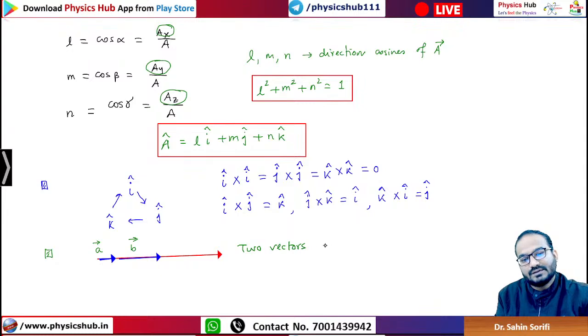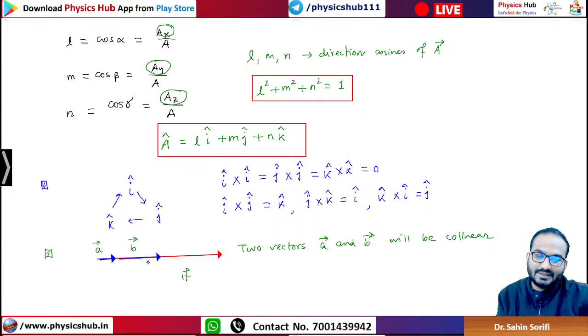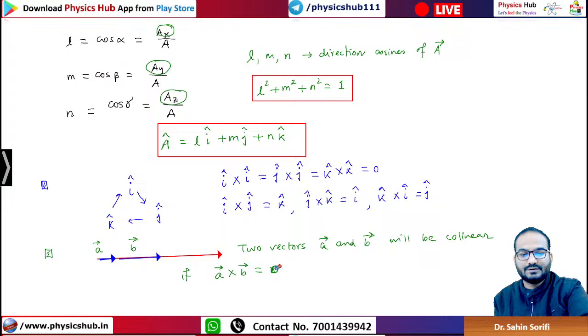So two vectors A and B will be collinear if you see A and B are along the same direction, so the angle between them will be 0 degree or pi. So two vectors A and B will be collinear if the cross product A cross B should be 0, since sine 0 is 0. So sometimes questions may come based on this formula, so that is why we are giving you this.